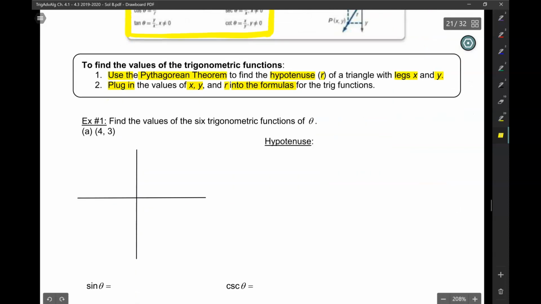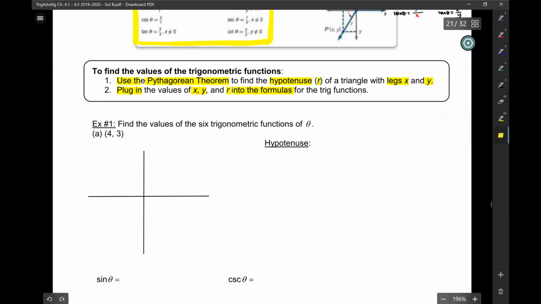All right, so let's do one here. It says to find the values of the 6 trig functions of theta, and I'm given a point 4, 3. So first let me plot 4, 3. That's right there. So that's 4, 3. Next, I need to draw a radius to that point. Now, if you notice, I can immediately make a right triangle. And the right triangle looks like this. Here is the x value. Here is the y value.